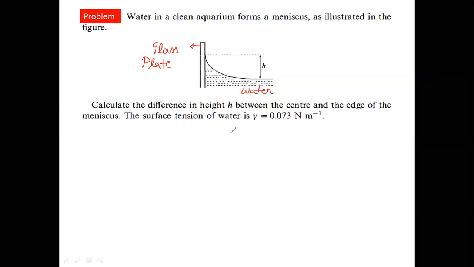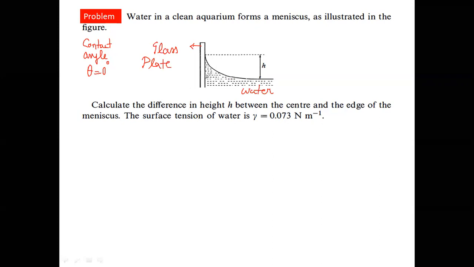Though the contact angle is not given in this question, it is assumed that the contact angle between the glass and water will be 0 degree. You can take the contact angle equal to 0 degree. Now, the concepts which are used in this question are as follows.